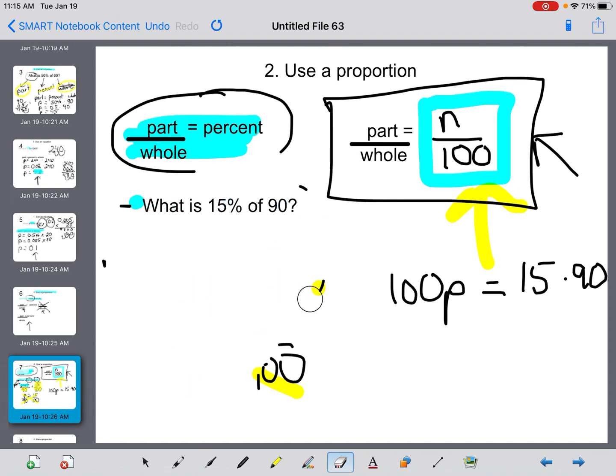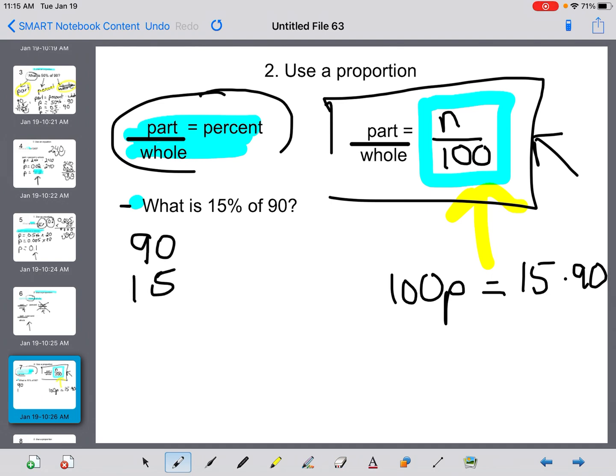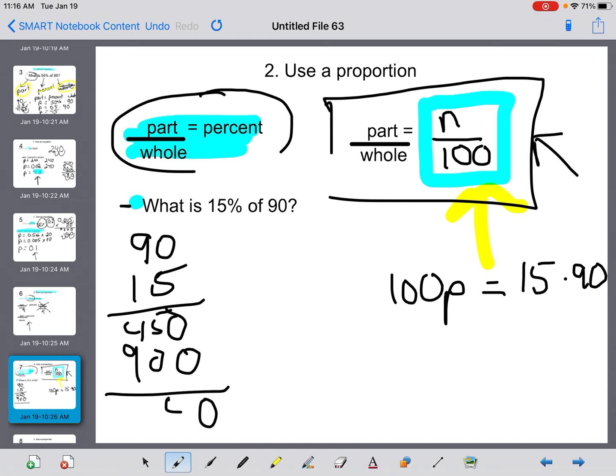Now I'm just going to do a bit of erasing to give myself some room here, because I need to know what is 15 times 90. So I go 90 times 15: 5 times 0 is 0, 9 times 5 is 45, place a 0, 1 times 0 is 0, 1 times 9 is 9. I'm going to add it up, and I get 1350. So now I go back over here, 100p equals 1,350. I've simplified my equation.